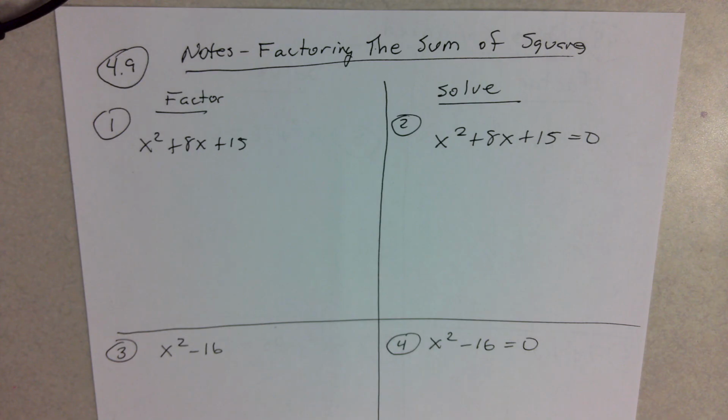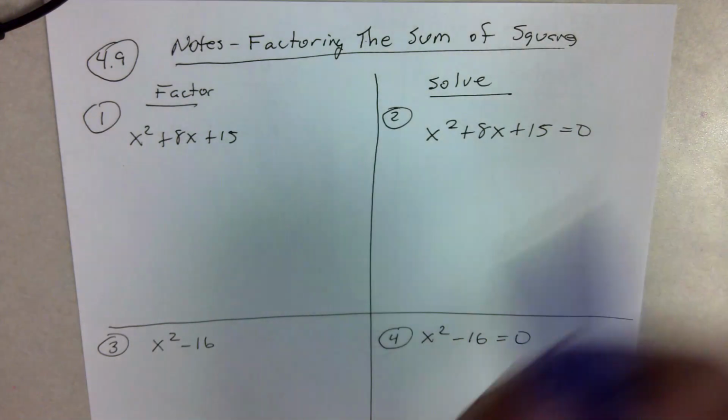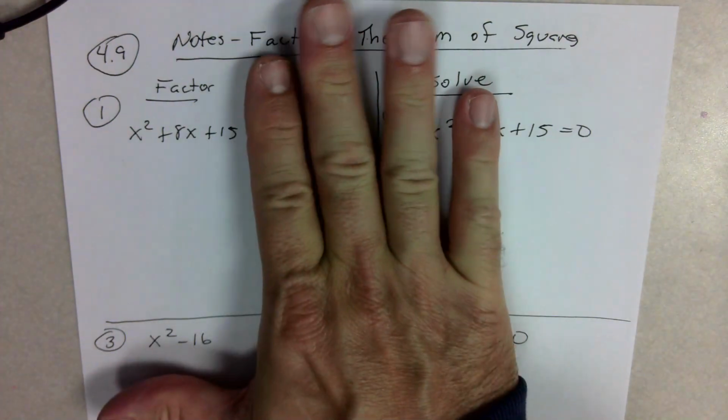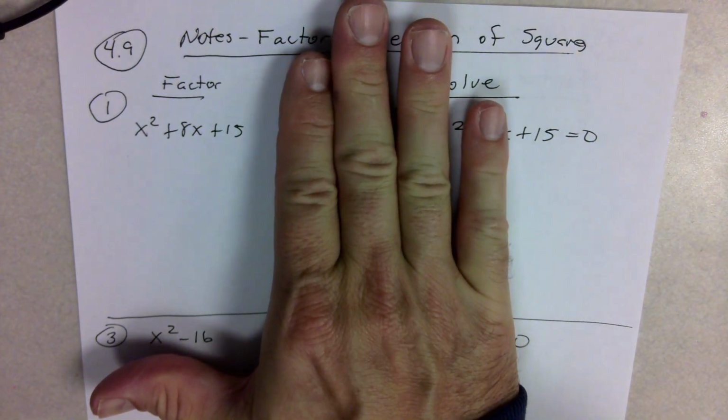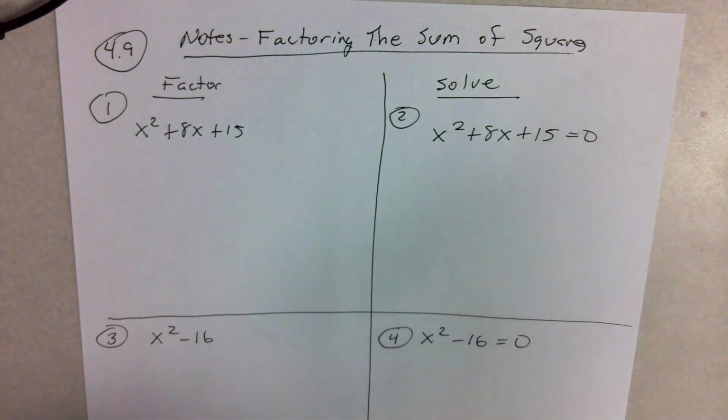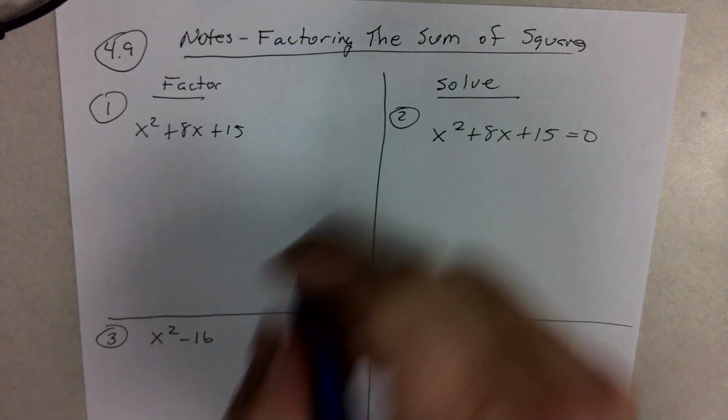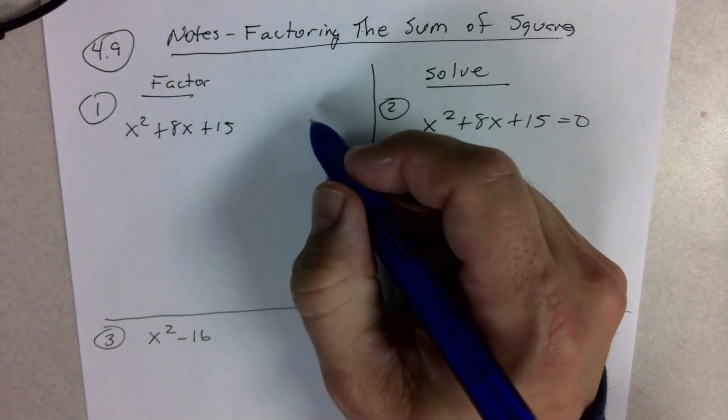separating it into 2 parentheses. Somebody help me out here. Christian, what do we do? 15 on each side. I'm talking about problem 1. There's no 2 sides. It's 1 side. Oh, you're talking about... We're not completing the square either. I'm just factoring. How do we do this?